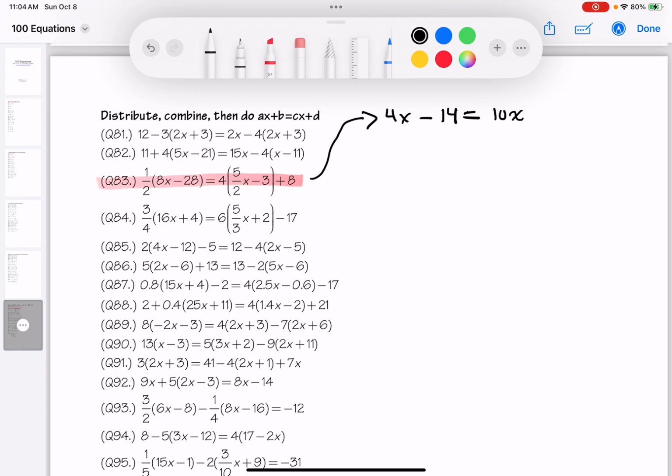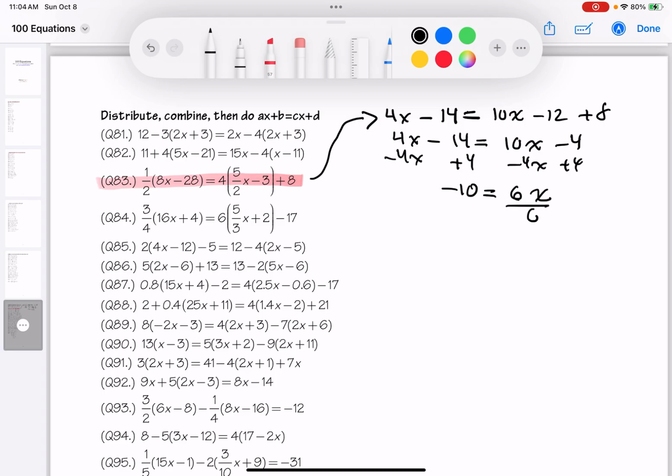And then what do you get? You get minus 12 plus 8. What do you get here? Well, I'm still simplifying. And let's see, you get 10x minus 4. I'm going to subtract 4x from both sides, and I'm going to add 4 to both sides. What do you get there? Minus 10. And then you get 6x. I'm going to divide both sides by 6. You're going to get x equals minus 5 thirds. Put a box on it.